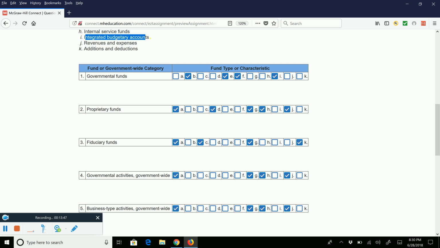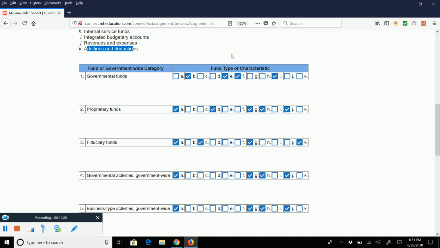Next, integrated budgetary accounts. And we're going to study this in the next chapter. What this means is that a budget is passed and it's actually recorded. There is a budgetary journal entry that is recorded for governmental funds. Next, revenues and expenses. These are terms for good old accrual accounting in the proprietary funds, as well as the government-wide statements. The fiduciary funds, they don't use the terms revenues and expenses.